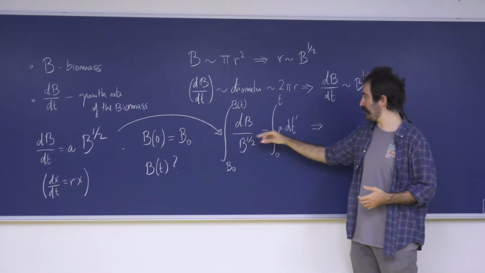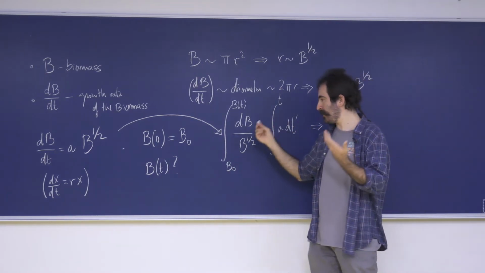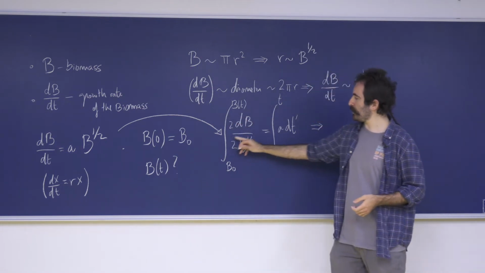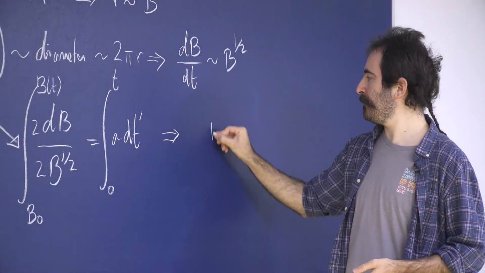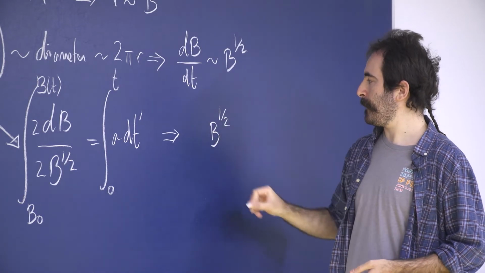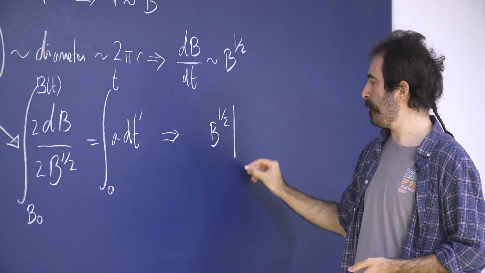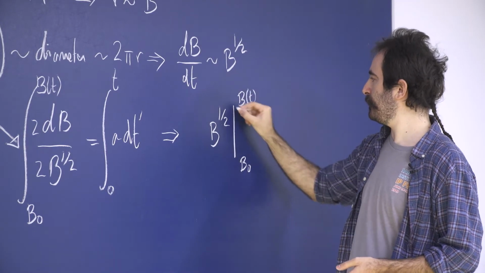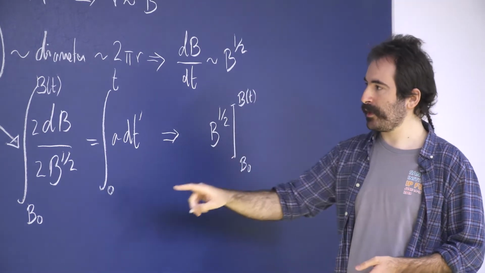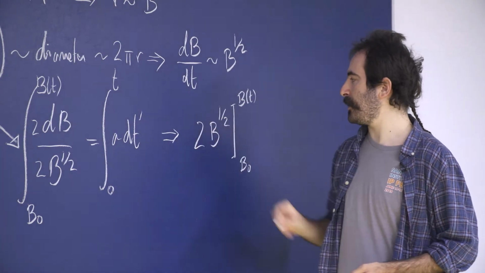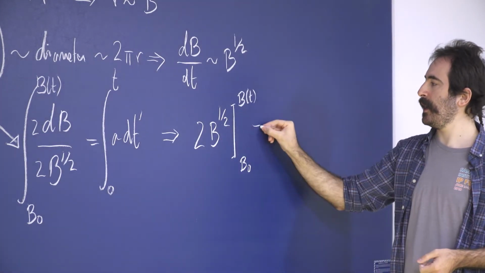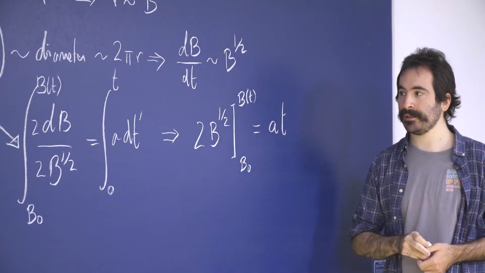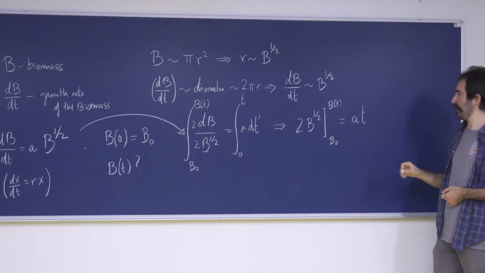We can solve this integral by adding a 2 here and then adding a 2 here, and this is going to be the primitive of the following, right? And we are going to go from B0 to B of t, and we have to consider that we have added a 2 over here, so we add a 2 over here. Now we're going to solve for this, and then trivially on the right hand side we'll just have our constant times t, right?